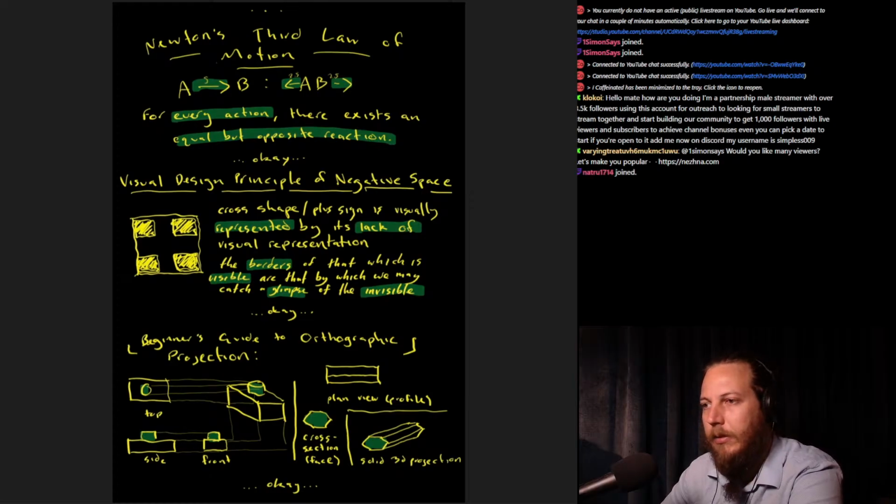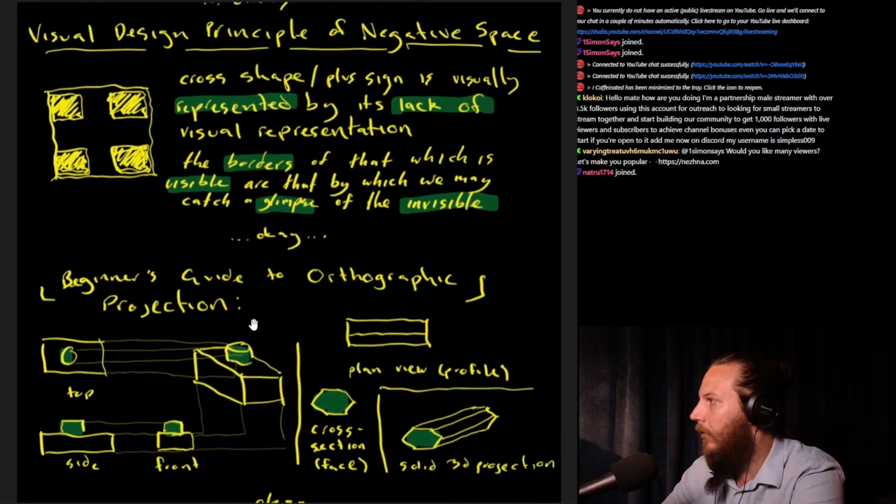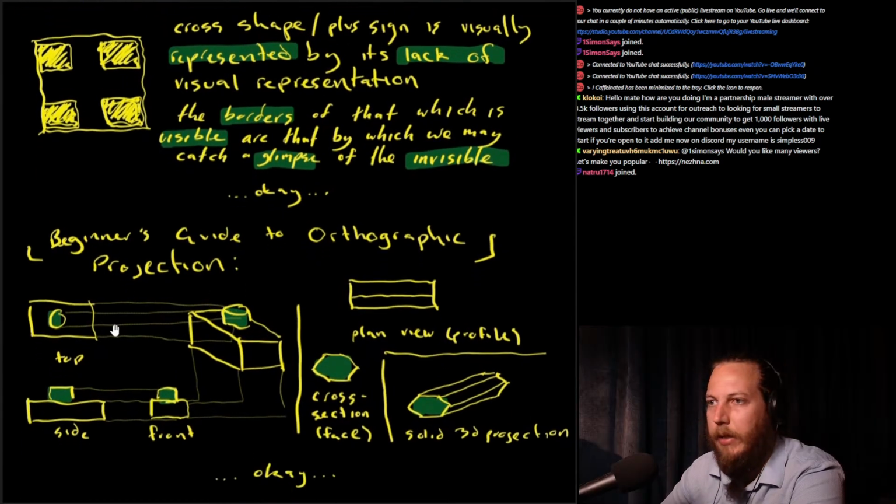You can see, here's a, can you see, can I zoom in? Yeah, okay. So we have the top, the side, and the front, and then that can be put together.